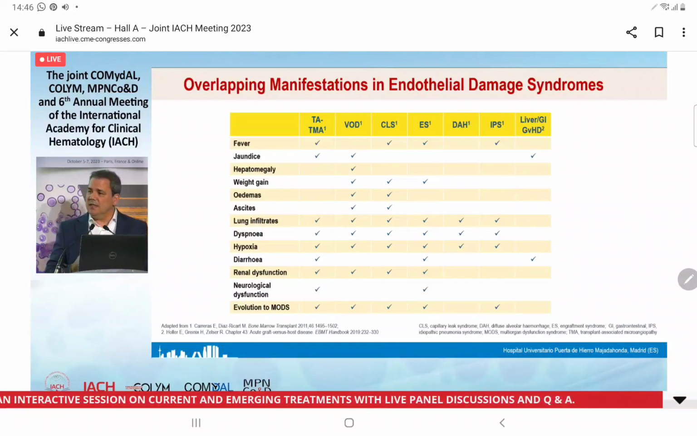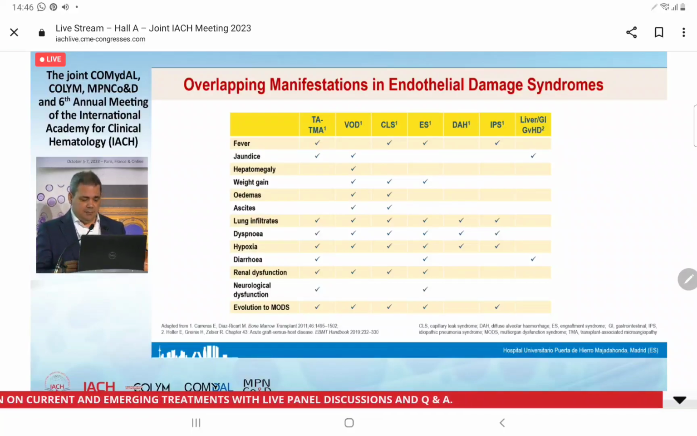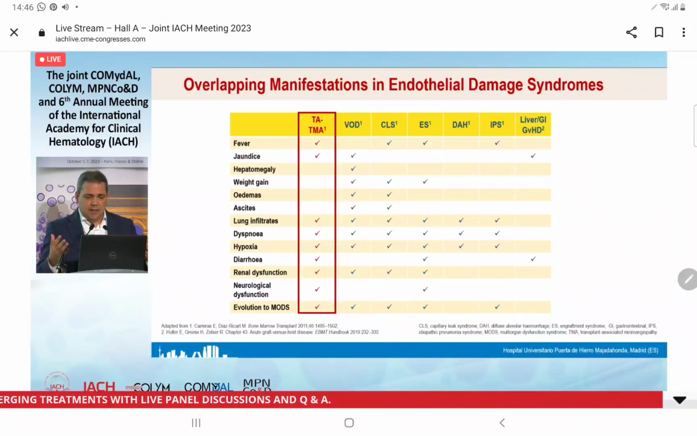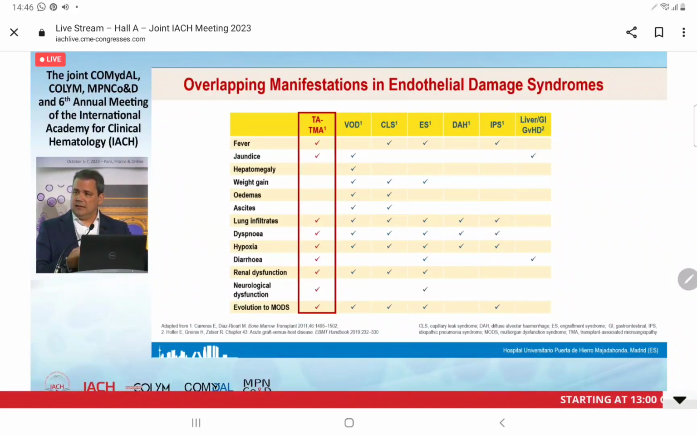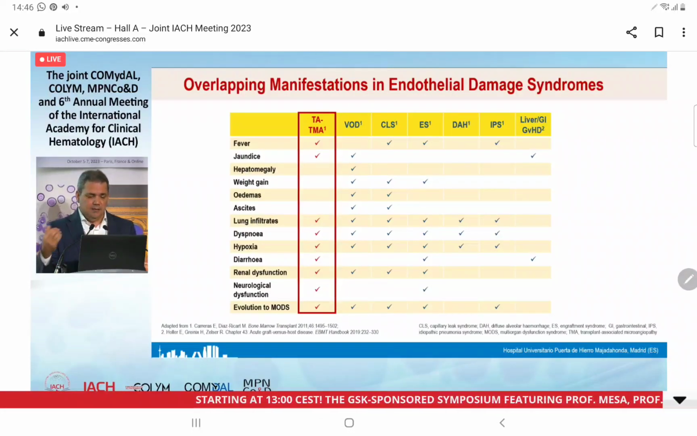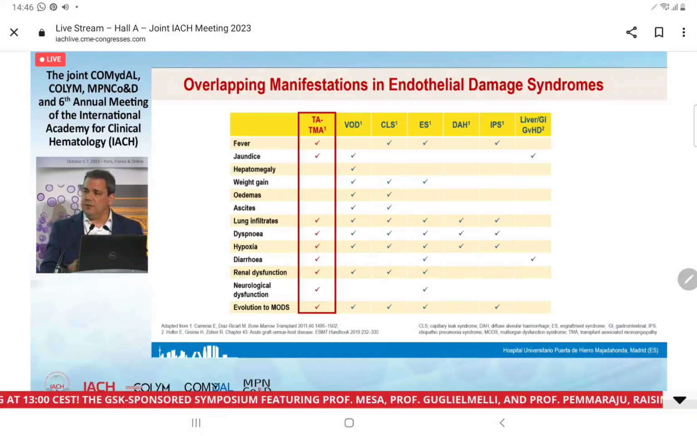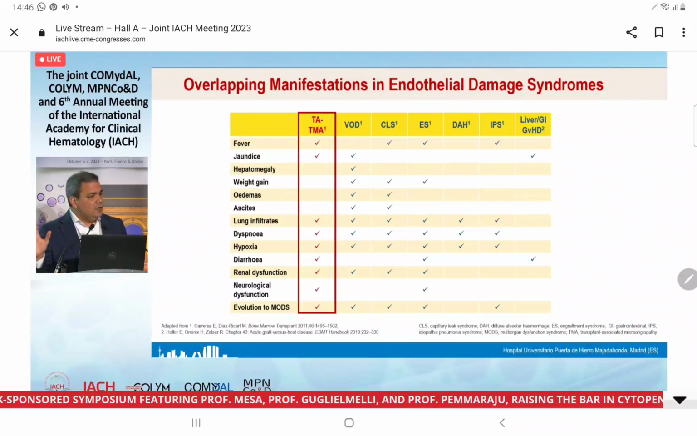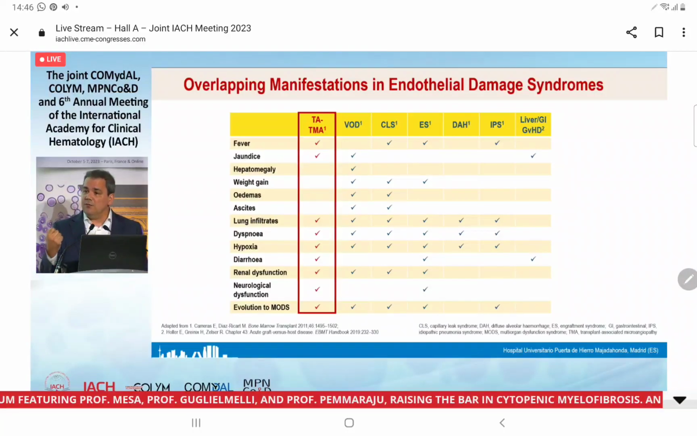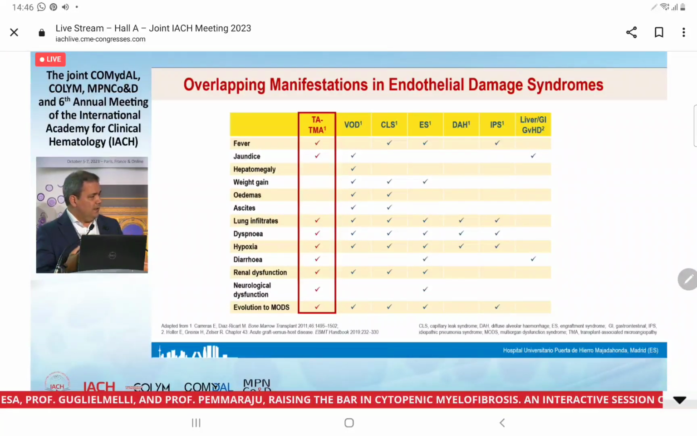Their clinical manifestations overlap. So perhaps TA-TMA is one of the endothelial dysfunction syndromes that is more challenging, in the sense that there are a number of features of microangiopathy that are very clear, but this eventually can affect all the organs that Mohammed has just mentioned. You can have jaundice, renal dysfunction, lung infiltrates, diarrhea and bloody diarrhea, neurological dysfunction, and you can evolve to multi-organ dysfunction. So it's one of these syndromes in which all of these organs can be affected, which is not to say that any injury in one of those organs is always going to be caused by TMA.